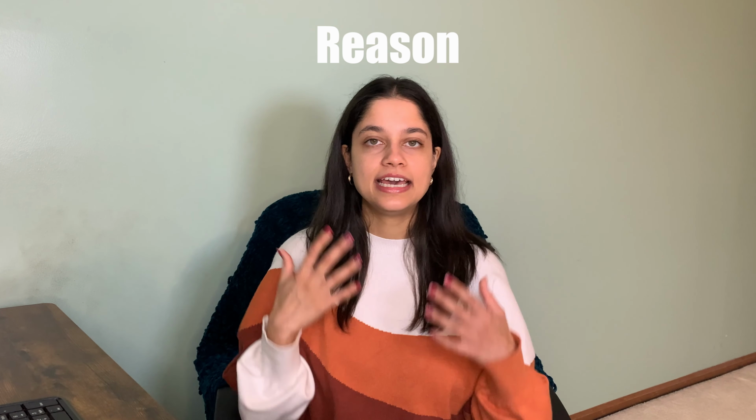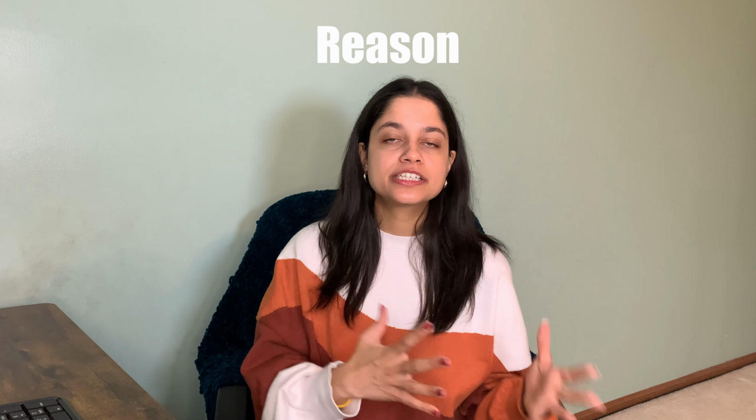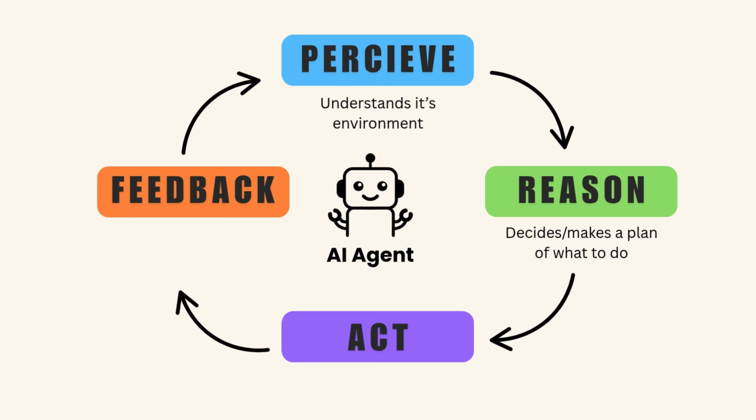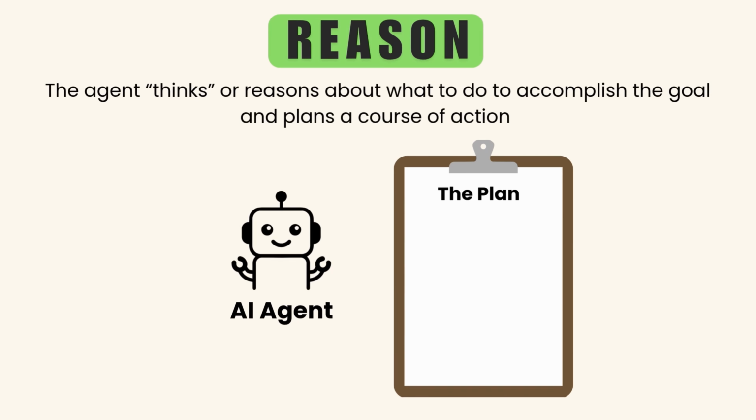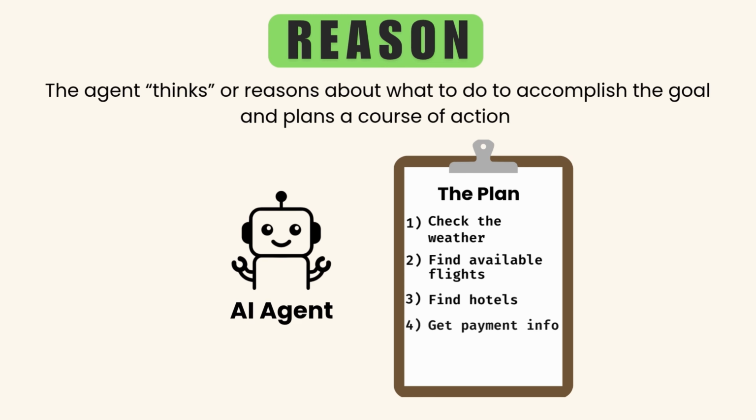Next is reason. In this step, the agent reasons or thinks about what to do and plans a course of action. For our example, it might make the following plan. First, check the weather to see if it needs to suggest outdoor or indoor activities. Then it would plan to access an API that would let it look for flights and hotels. Then it may need to access an API for a payment processor. And then finally, it might plan to go and actually book all of these things.